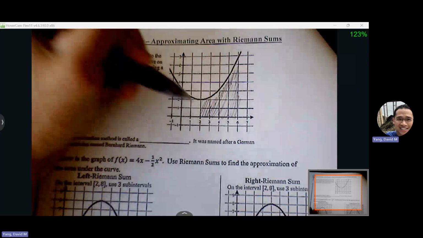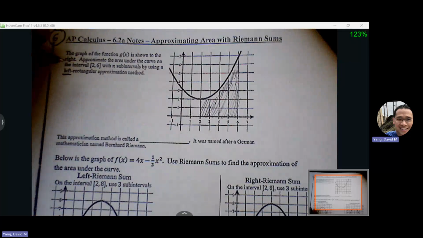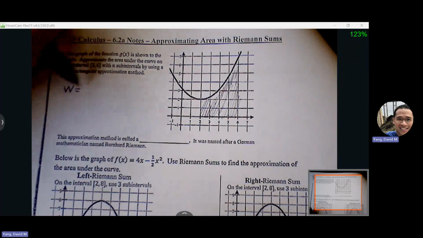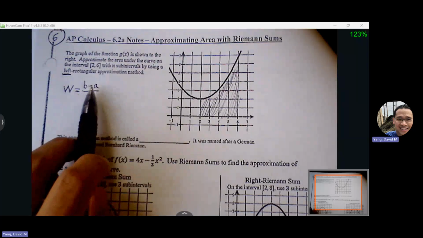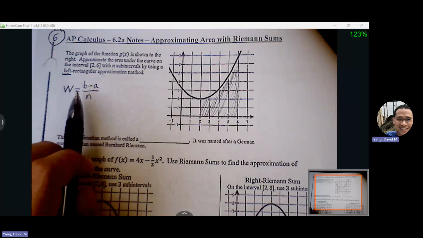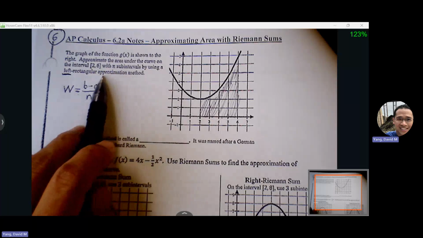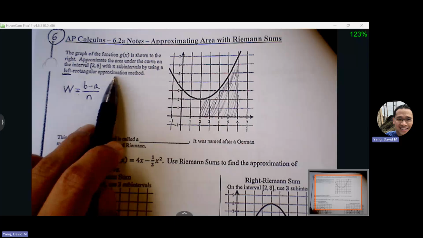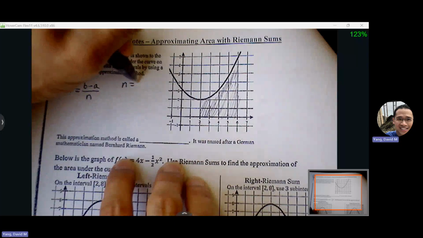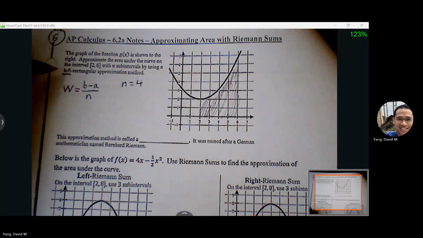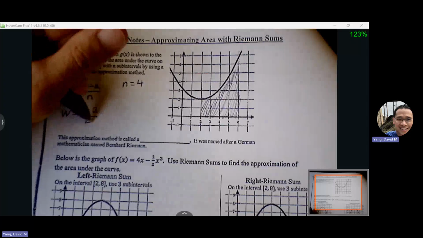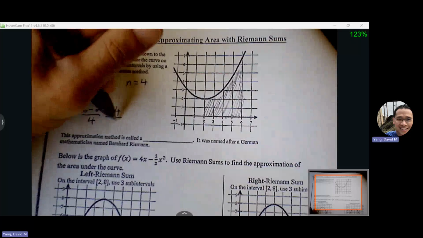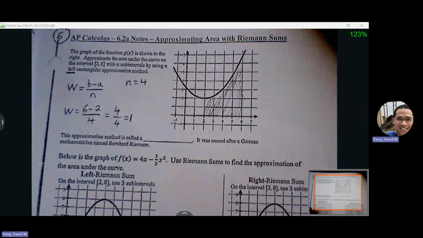So what we're going to do is we want the number of rectangles based off of this formula. So the formula is going to be b minus a divided by n. And your a and b are going to be your endpoints. And then your n is going to be the number of rectangles. So here, we want to use, in this case, 4 rectangles. So your n is going to be 4. So our width is going to be 6 minus 2 divided by 4. And 4 over 4 is equal to 1. So we want a rectangle that is a width of 1.